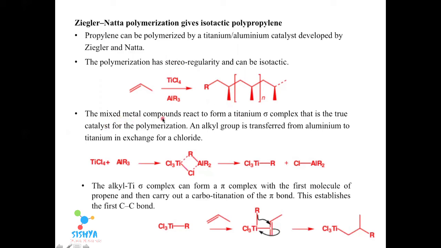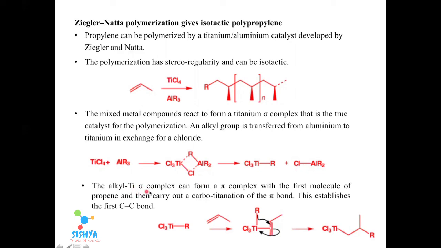Now the question is: what is the Ziegler-Natta catalyst? It is a mixed metal compound formed through the reaction of titanium chloride with aluminum alkyl groups. When they react, they give a titanium sigma complex, which exchanges an alkyl group by donating a chloride group to the aluminum. Here is the compound: this is the titanium, and here is the aluminum.